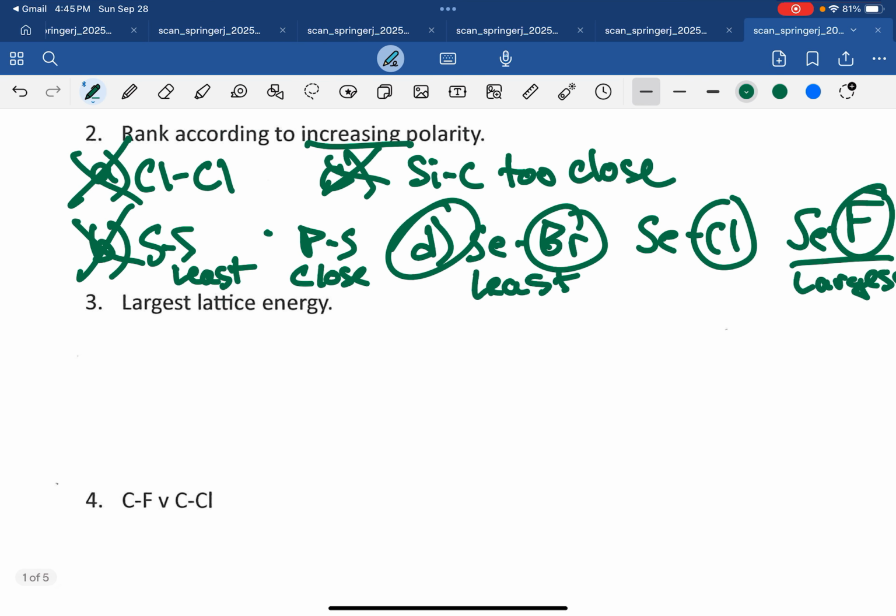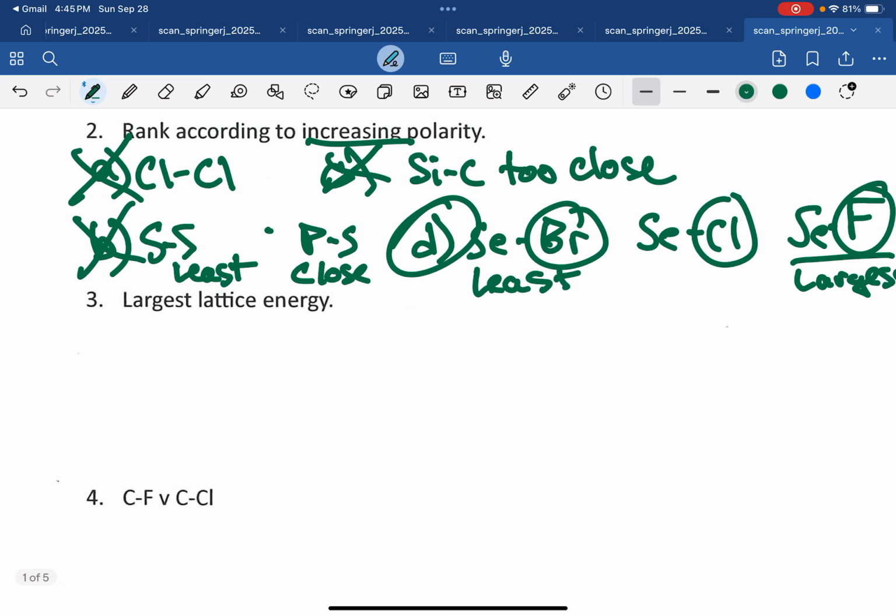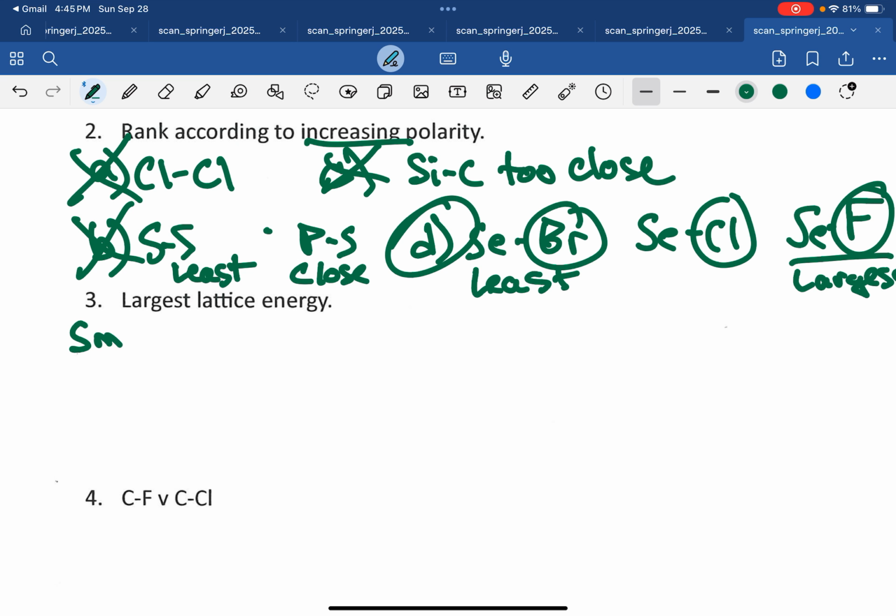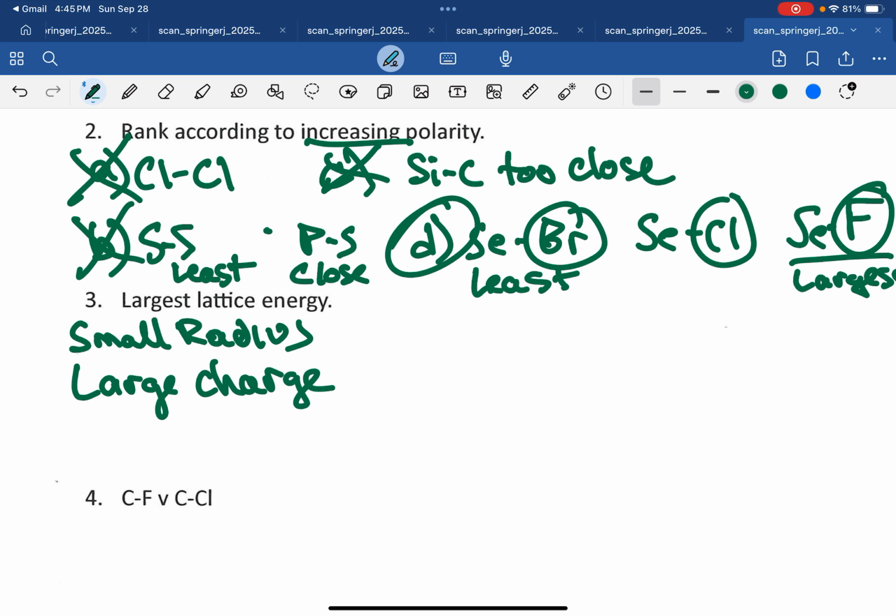Lattice energy on number 3. We want small radius. We want larger charge. And looking at the 4 choices there, I'm going to throw out A and B immediately because their charges are small. So it's not A nor B, right, because they both have a 1 for the charge. So then let's look at C and D.